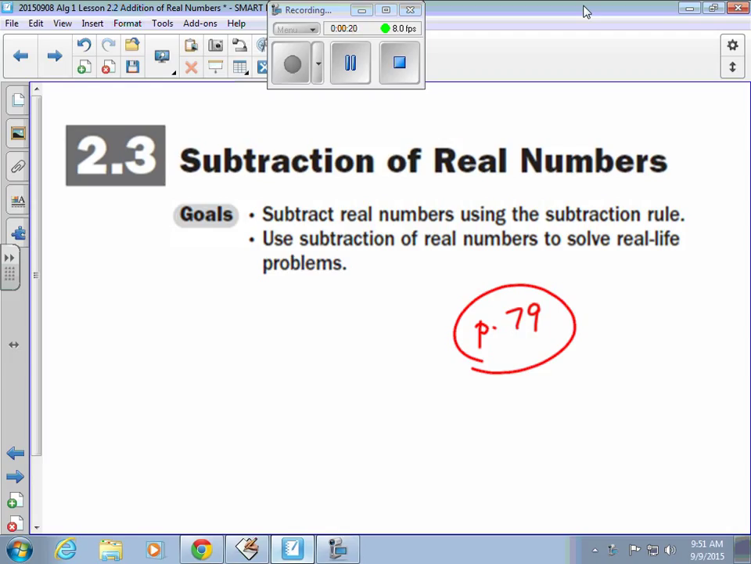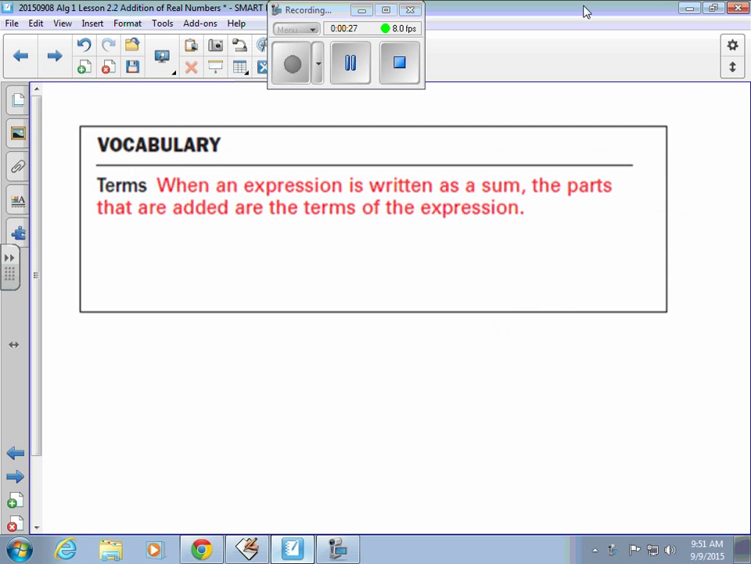A lot of y'all learned in previous classes, keep, change, change, keep, change, and all of that. All that'll start kind of making sense when we start talking about the subtraction rule.